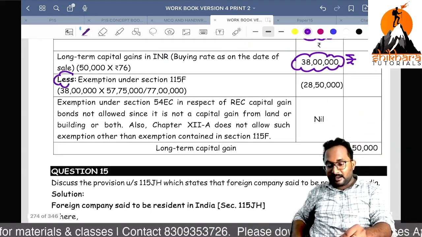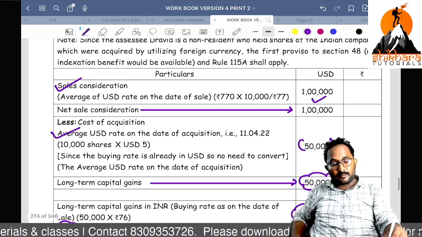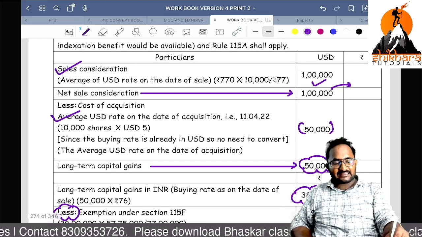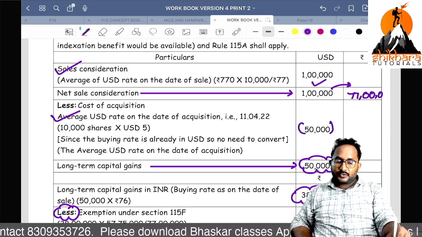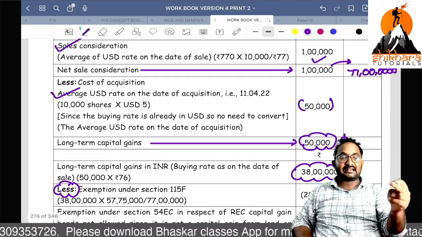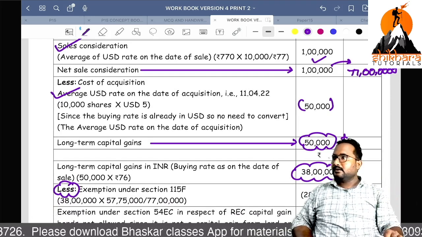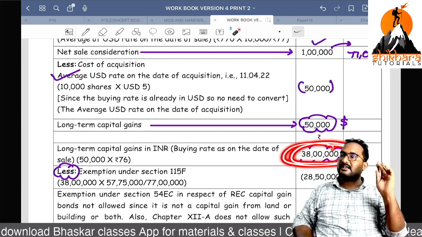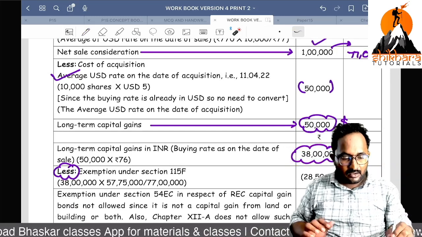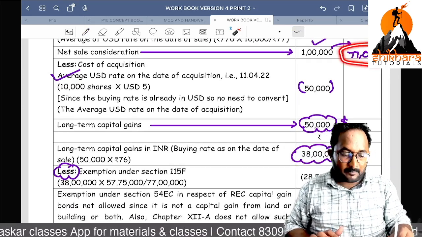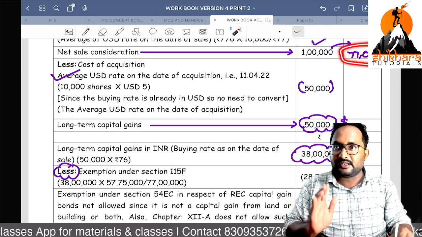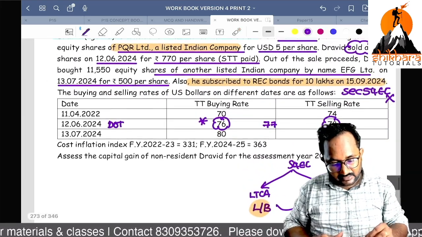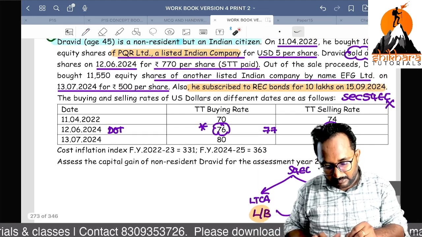Exemption we can calculate. What is the net consideration you got? Please convert the net consideration into rupees. I think you will get 77 lakh. If you are investing the 77 lakh net consideration, how much amount will be exempt? 38 lakh I will give as exemption. Remember, if my investment is proportionate to the net consideration, I will give the exemption. But what is the amount invested? Can you tell me how much amount is invested?